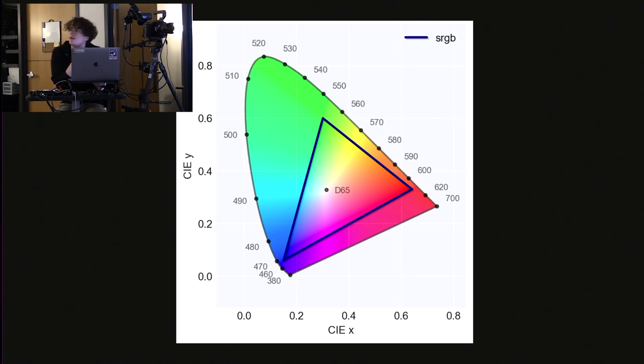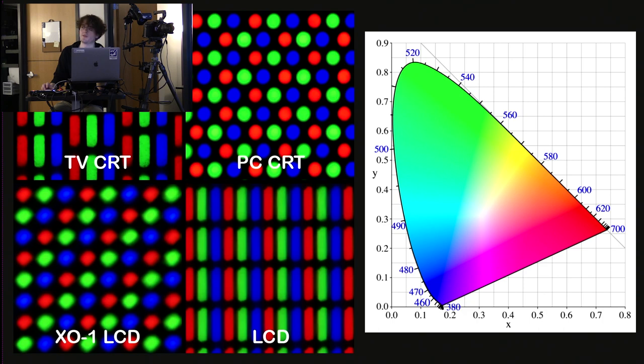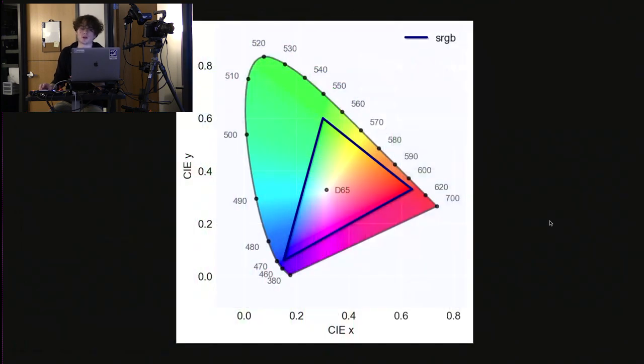Oh, go ahead. Is it because that is the amount of that color that the monitor or screen can actually produce? Yes. So, if these points represent the lights, the specific colors of these lights, this triangle represents all of the colors we can reproduce.